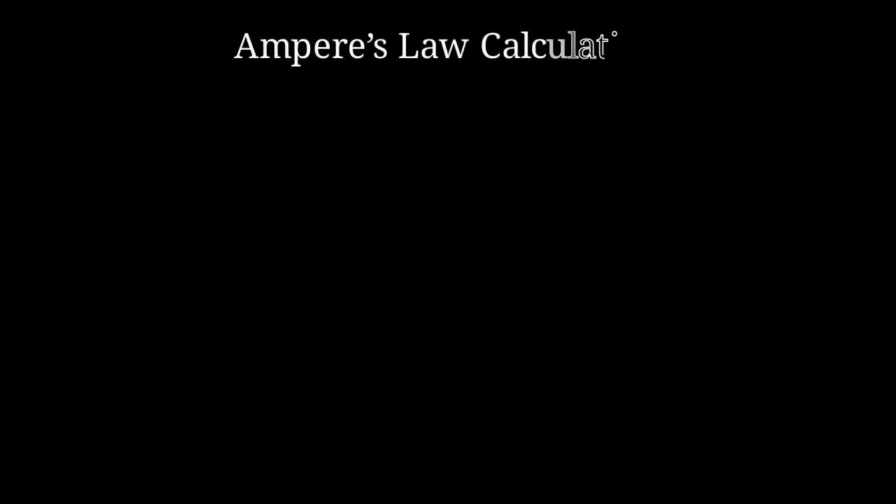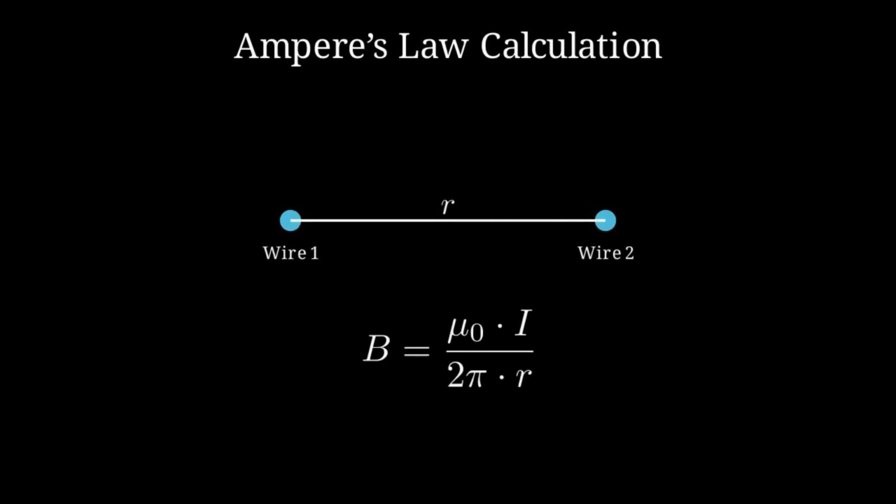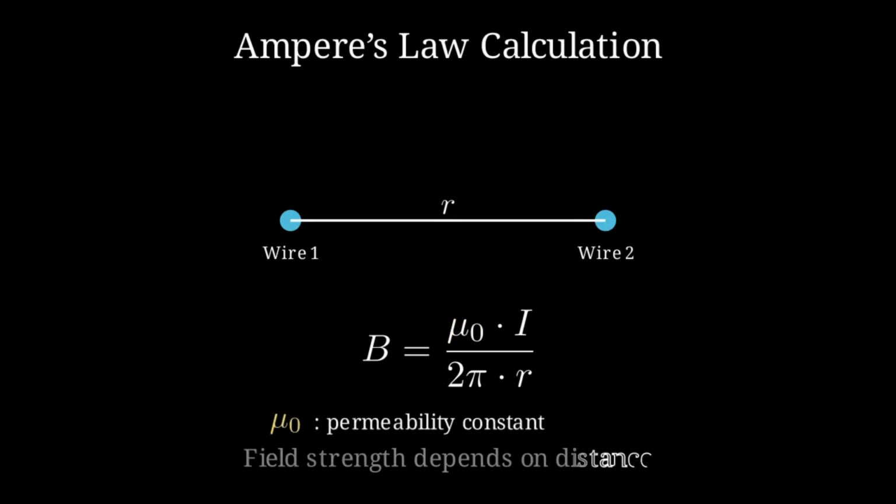Using Ampere's law, we can calculate the strength of the magnetic field B1 at the position of the second wire. The field strength is directly proportional to the current and inversely proportional to the distance r separating the two conductors.